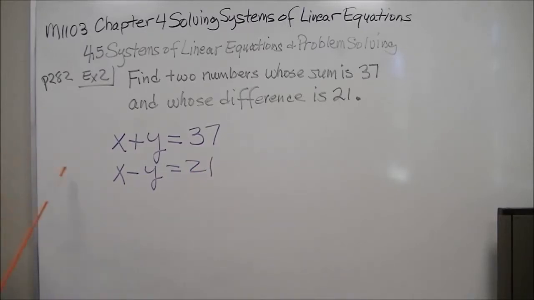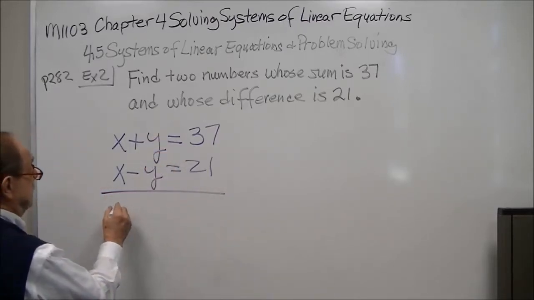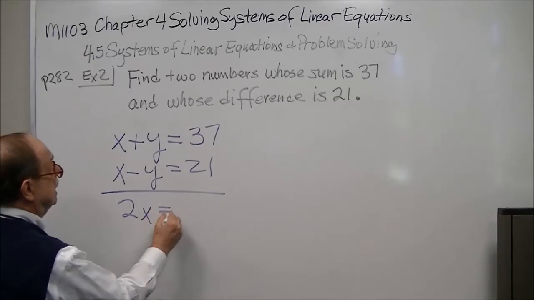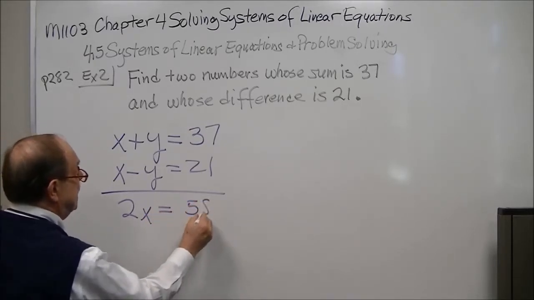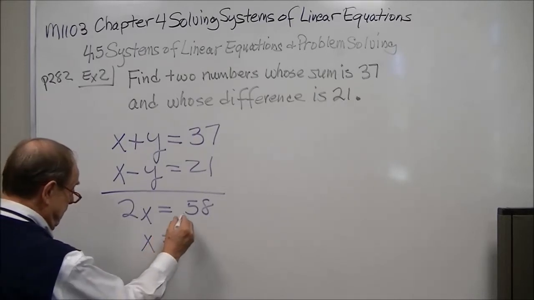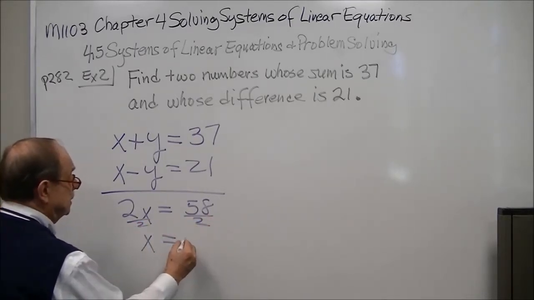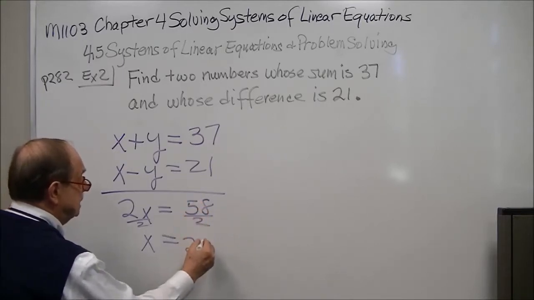So, you're never going to get one easier than that, because what system would you use to solve it? Wow, look at these, they're going to add right out. So you get 2x equals 58. X is going to equal, just divide both sides by 2, 29.